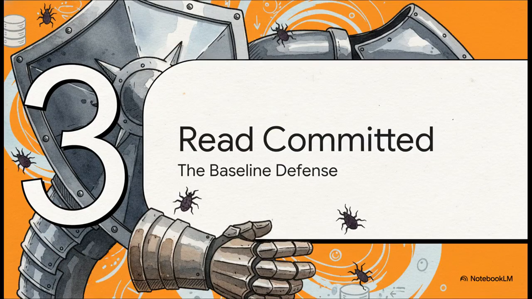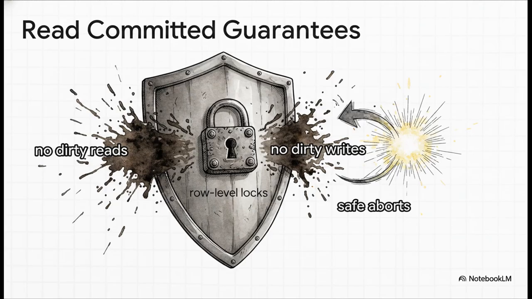Section 3. Read committed. The baseline defense. So now that we know what the bugs look like, let's examine our level 1 armor, read committed. This is actually the default setting for massive databases like Postgres and Oracle. It establishes a super solid baseline with a few core guarantees. First, no dirty reads. You will never see half-finished, uncommitted data. Second, no dirty writes. You won't overwrite someone else's uncommitted data.